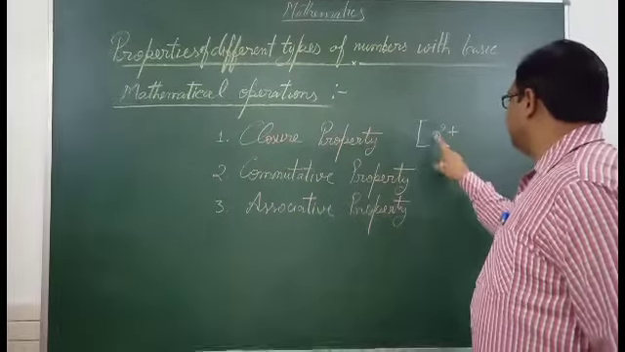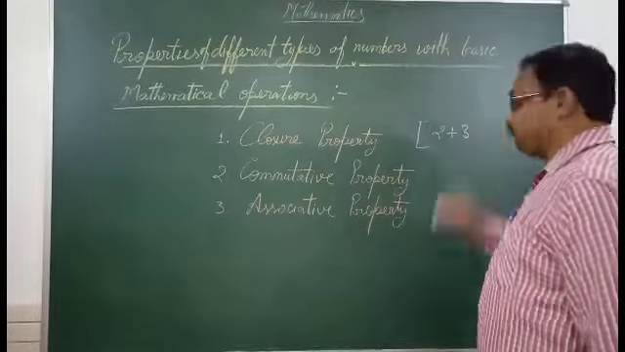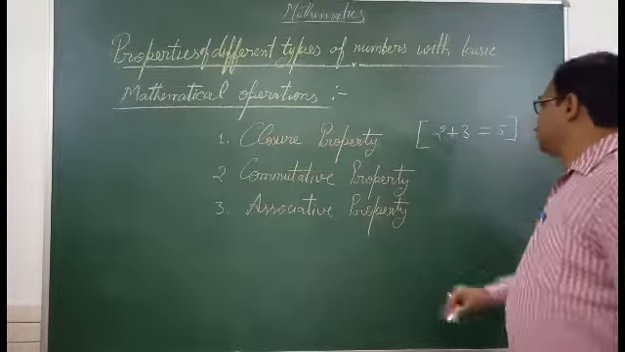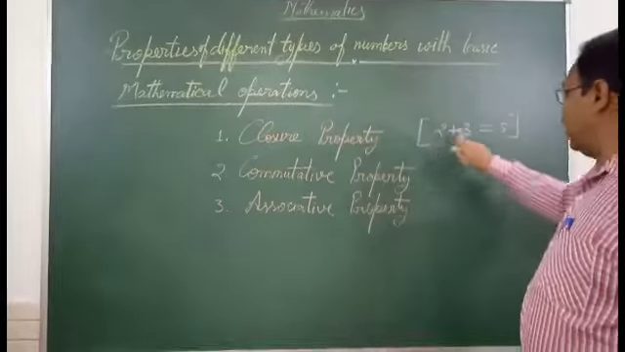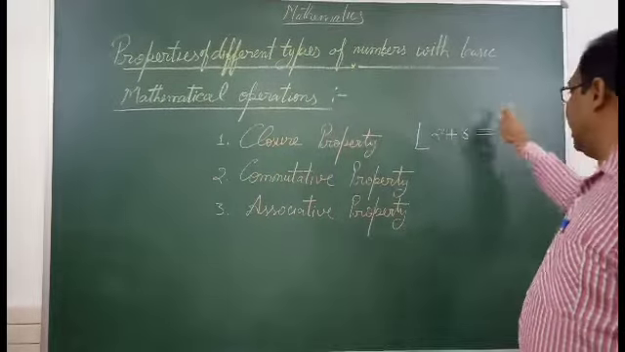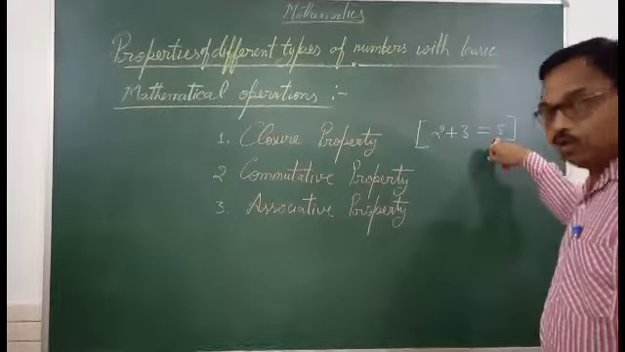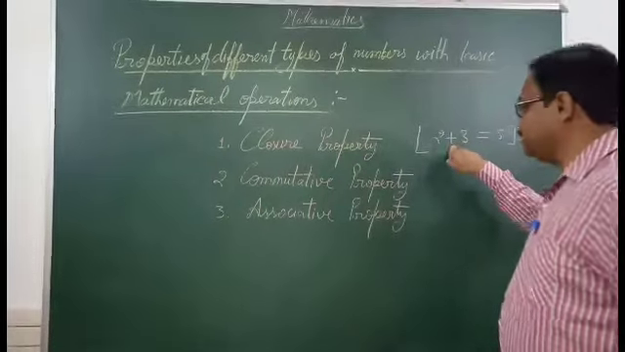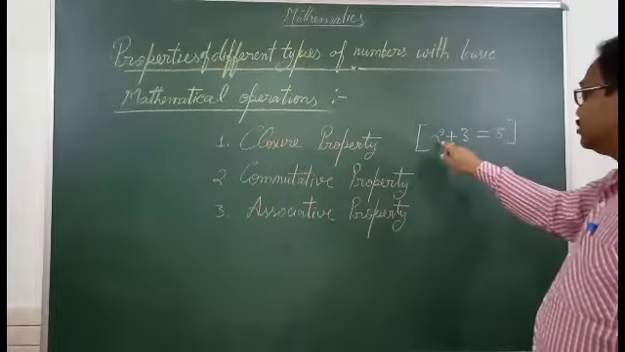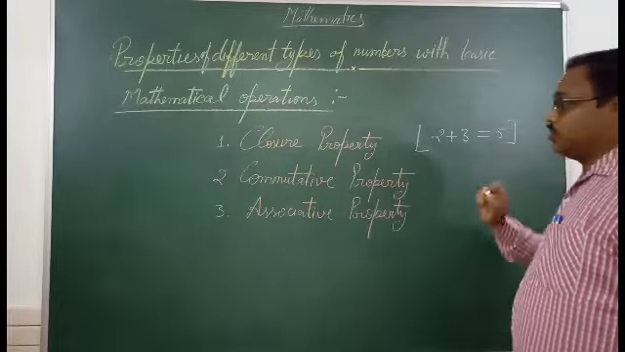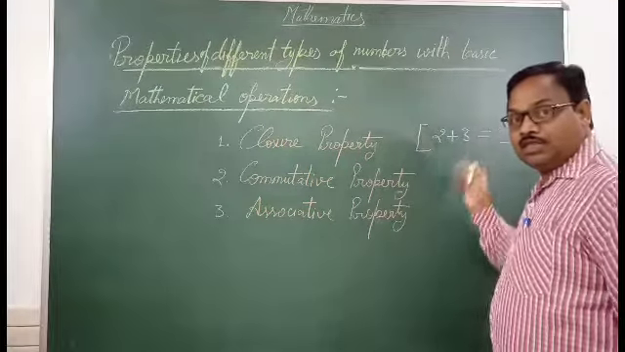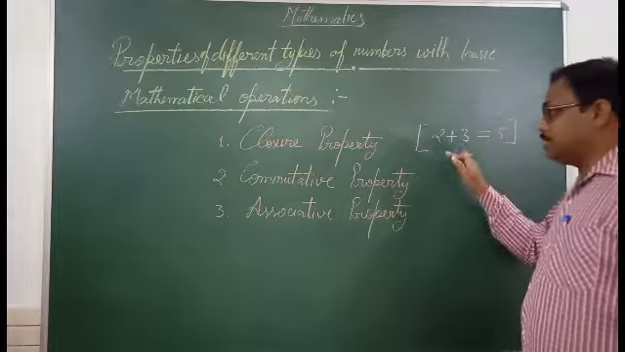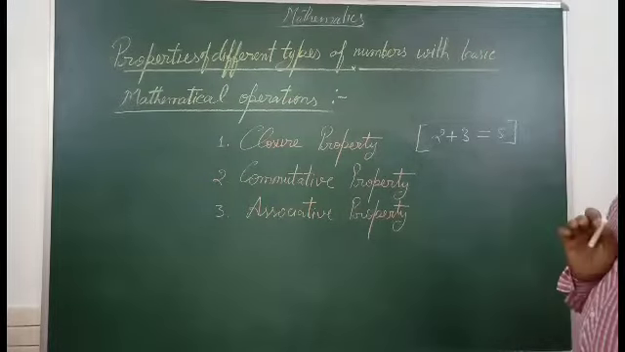So first of all, we will take an example with whole numbers: 2 plus 3. The answer will be 5. Here you can observe that 2 and 3 both are whole numbers and the answer is also a whole number. So with the mathematical operation of addition, whole numbers are closed under addition. In a similar manner, we will study with subtraction, multiplication and division also.